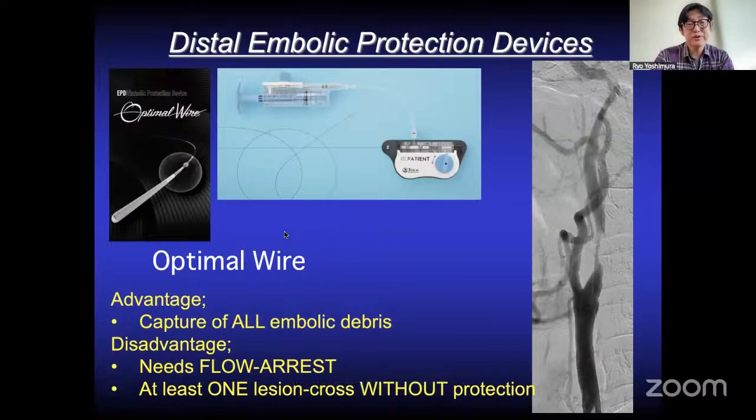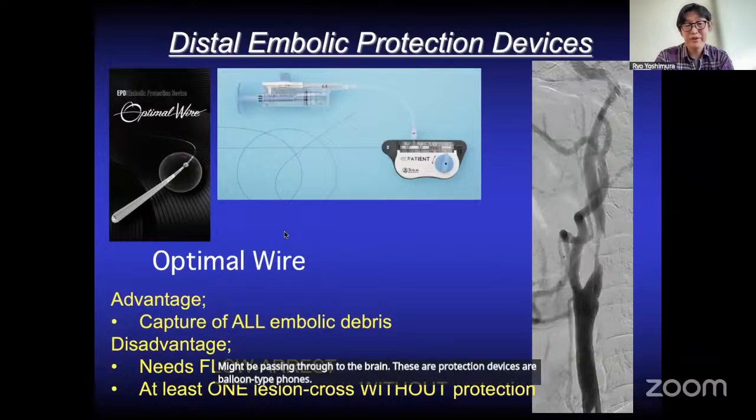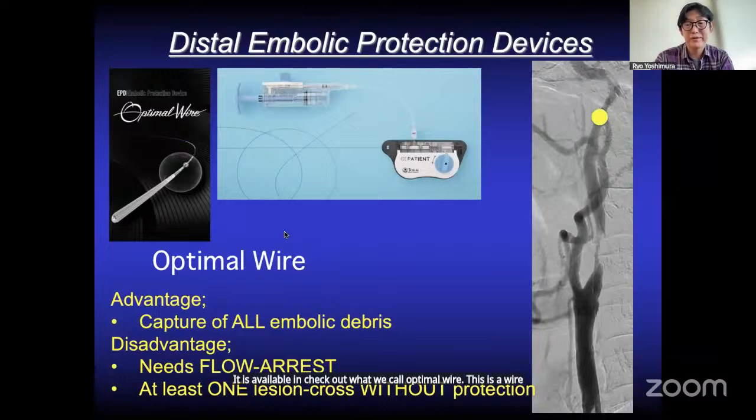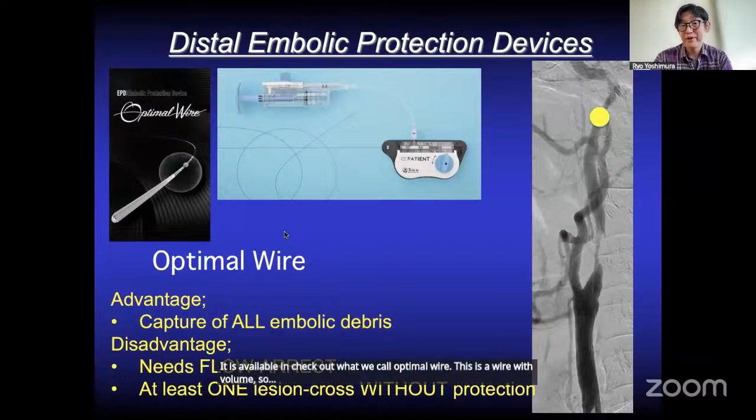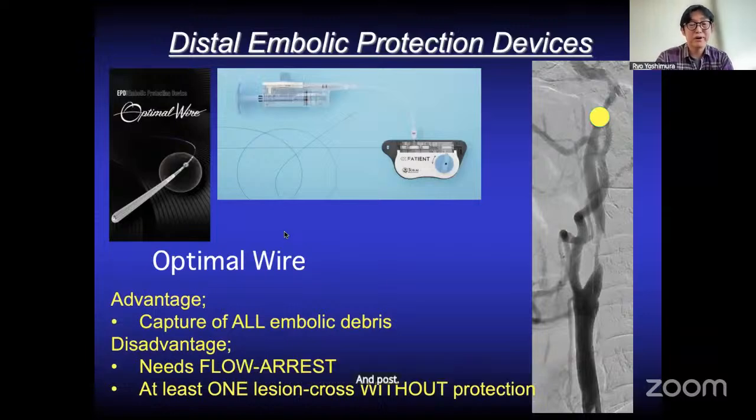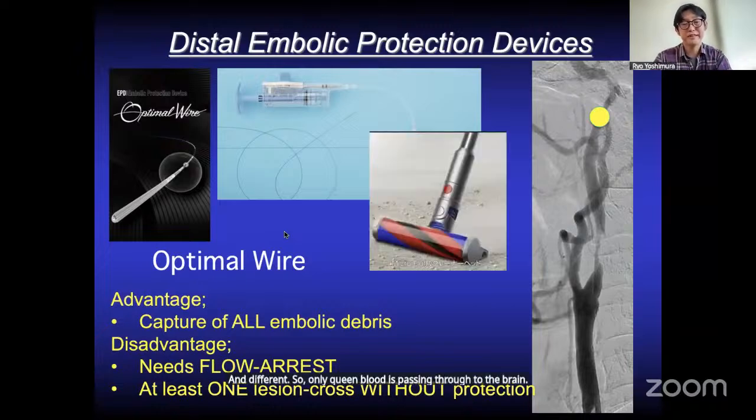The other distal protection device is a balloon type. It is available in Japan, what we call optimal wire. This is a wire with balloon. So we can inflate the balloon at the distal part of the lesions, stop the flow, and do the PTA or stents. And after, we aspirate the debris with blood and deflate the balloon. So only clean blood is passing through to the brain, like a breather.